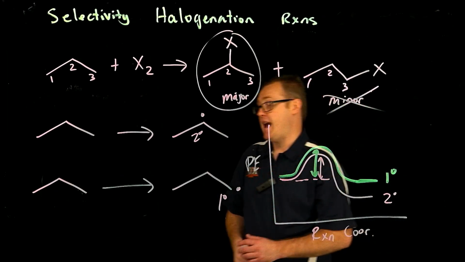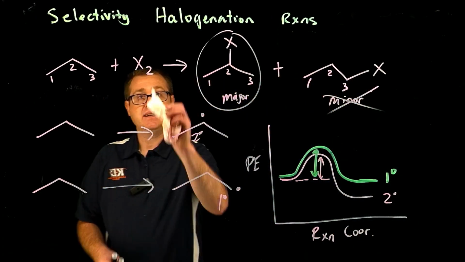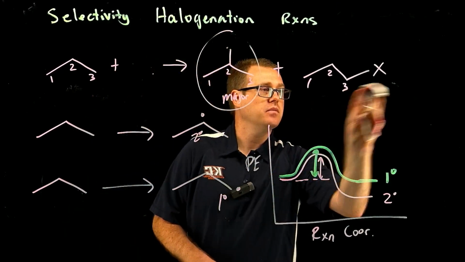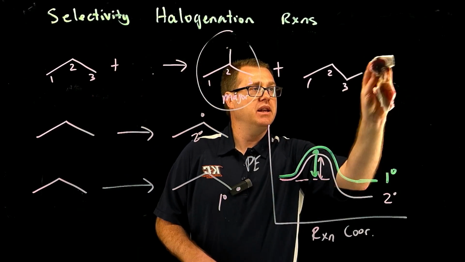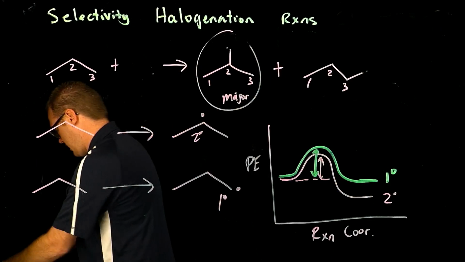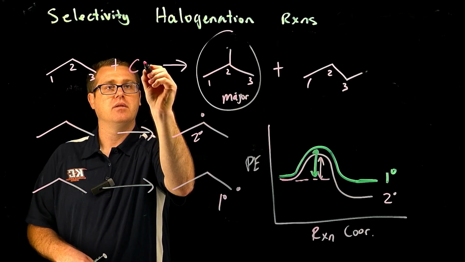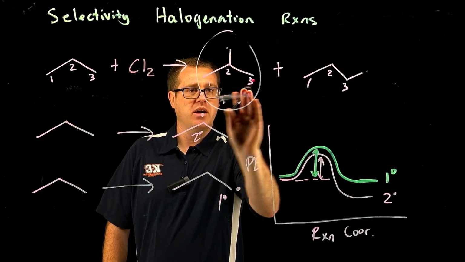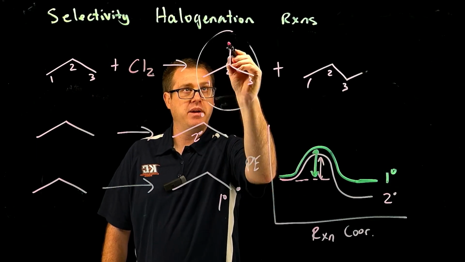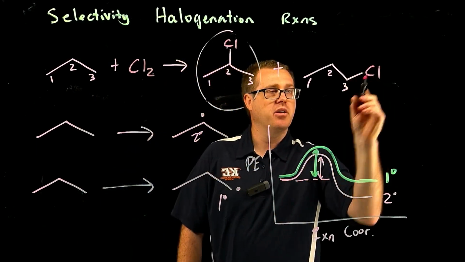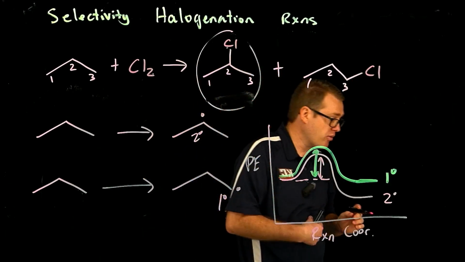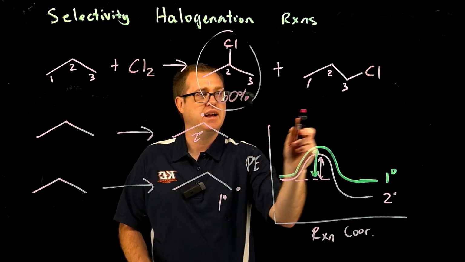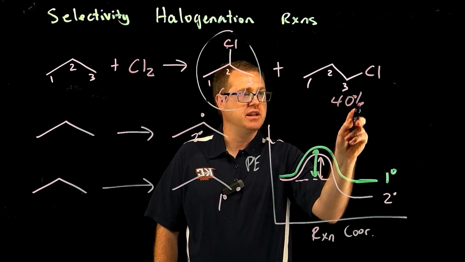Now let's take a look at when you replace this right here. Let's replace the halogen now with chlorine. So what is going to be our major product here? Well, this is going to be our major product. This is going to be our minor product. But look at the ratios here. This is interesting. This is approximately 60%, and this is 40%.